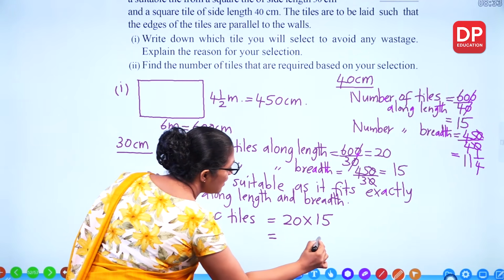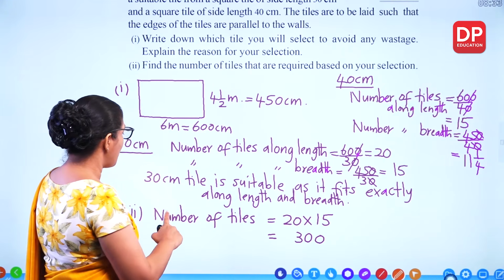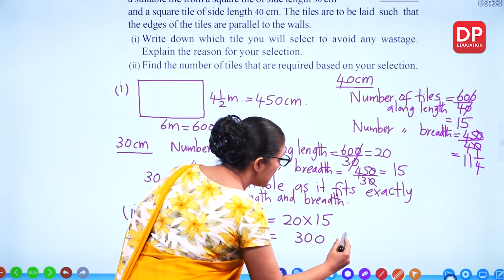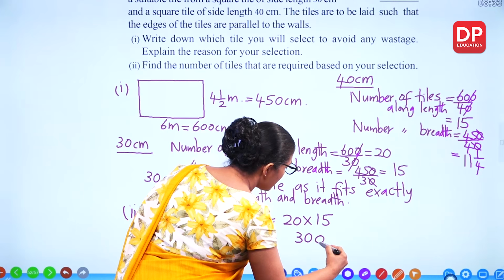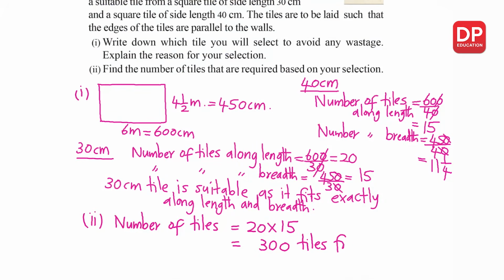So you need 300 tiles from 30 centimeter side length tiles.